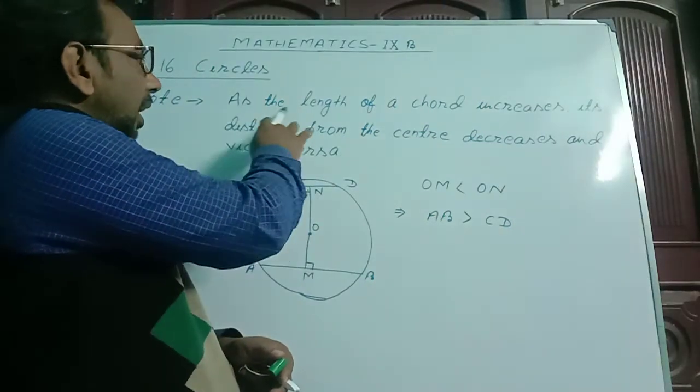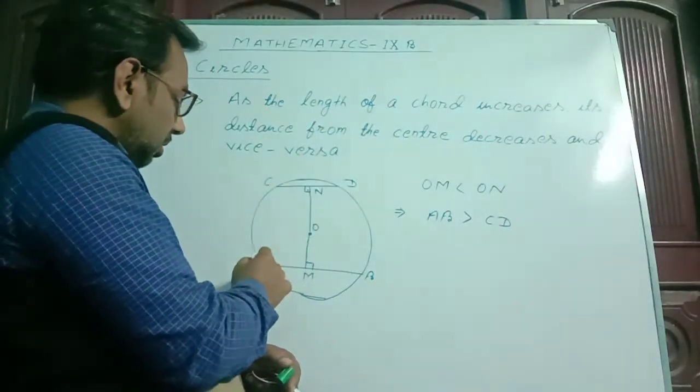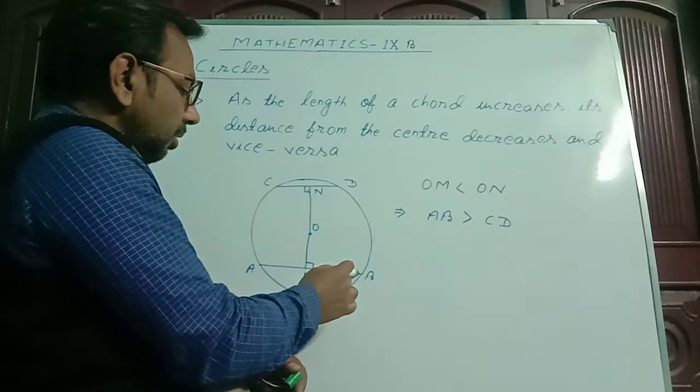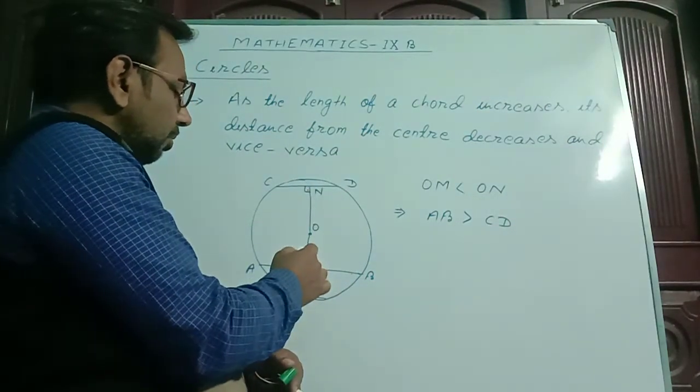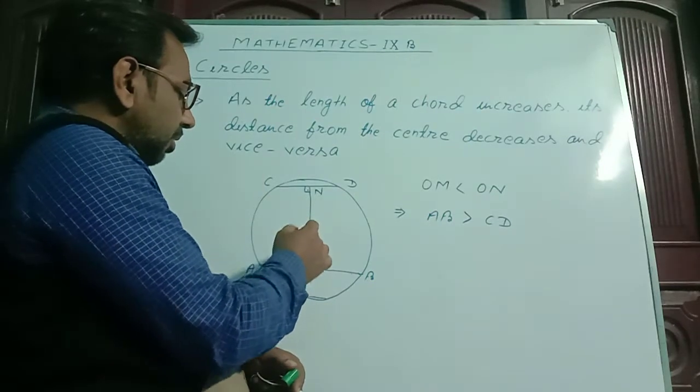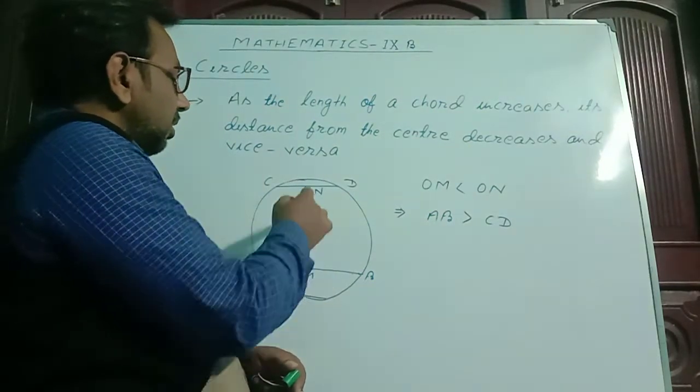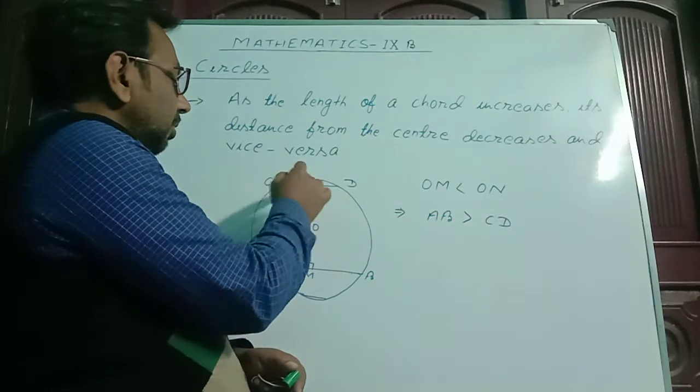So it is written here, as the length of the chord increases, this chord is increasing, meaning this is longer than CD. So this distance from the center to the chord is less than this distance from the center to the chord.